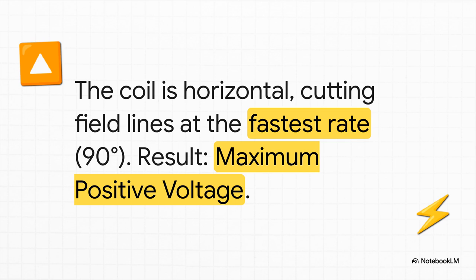But now, a quarter turn later, we hit position 2. The coil is perfectly horizontal. Here, its sides are slicing through those magnetic field lines at the fastest possible rate, a perfect 90-degree angle. And that's where we get our biggest kick of voltage, hitting the maximum positive peak of our wave.